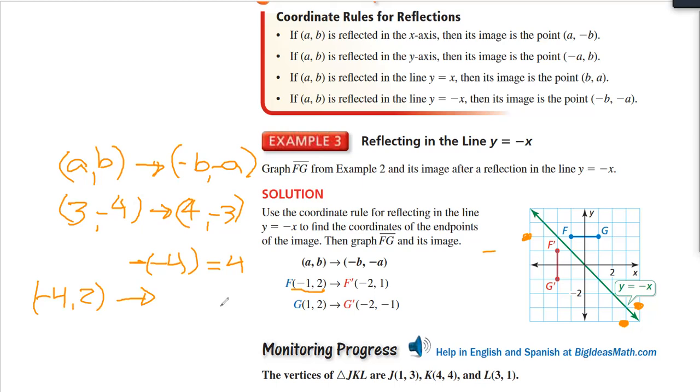That's exactly right, Elijah. It is -2, +4. Let's see it over here. The original point was -4, 2, and then -2, 4 gets me right here. It's working, right? We can see that it's working.